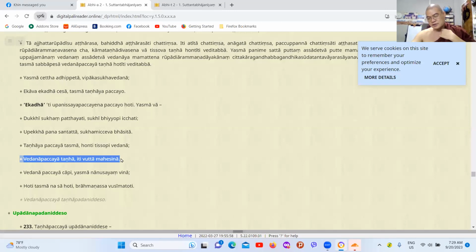So paṭiccasamuppāda is talking about samsara: samsara vatta, kilesa vatta, kamma vatta, vipaka vatta.